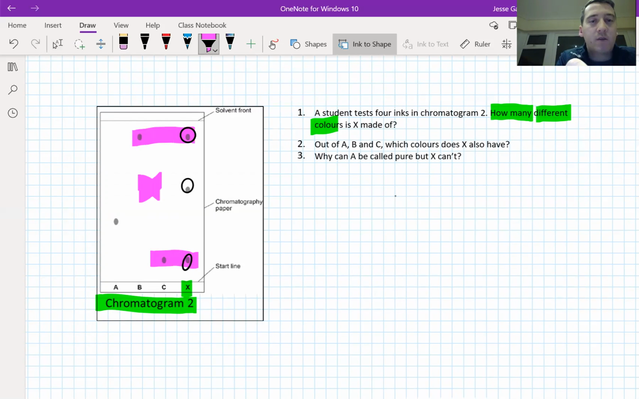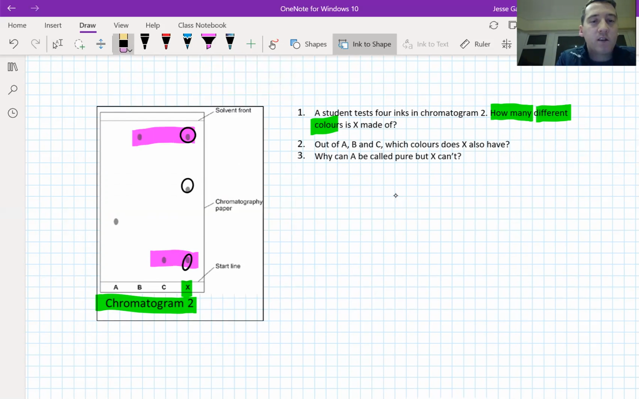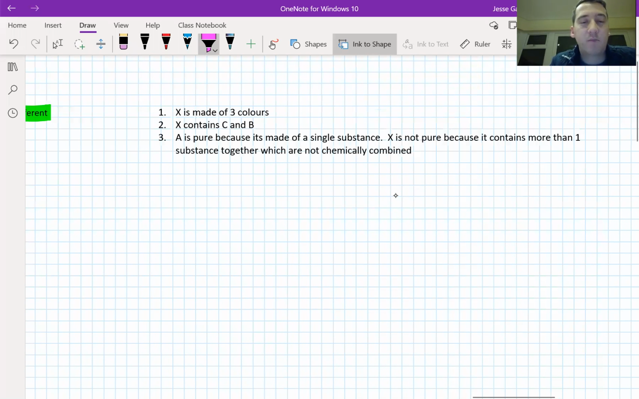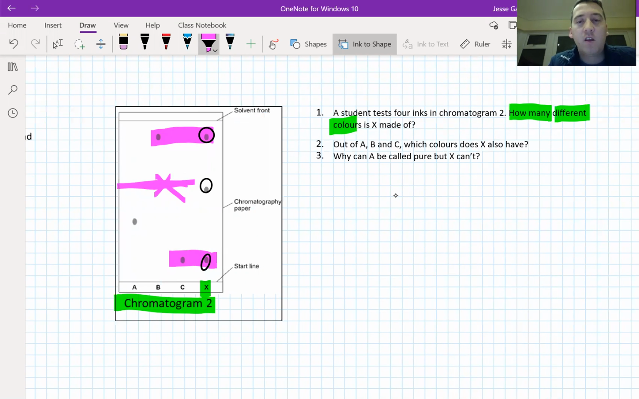It does not have one at the same height as A. So X contains B and C, sorry, C and B. Contains C and B, but not A. Why can A be called pure and X can't? So pause the video and write down why A can be called pure and X can't.